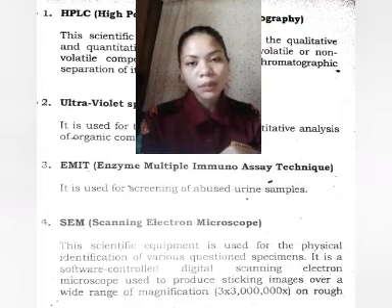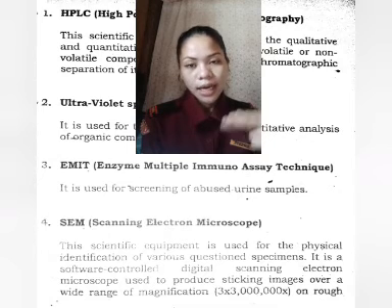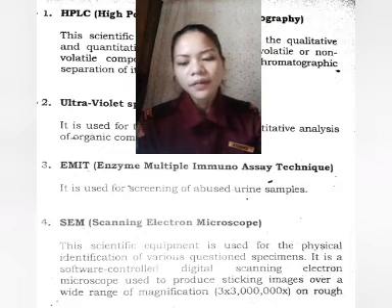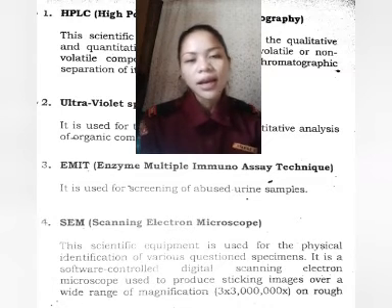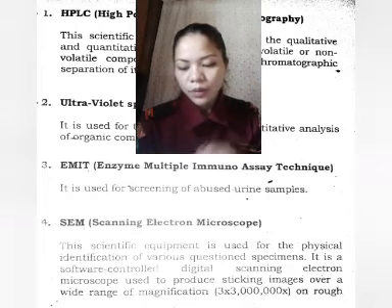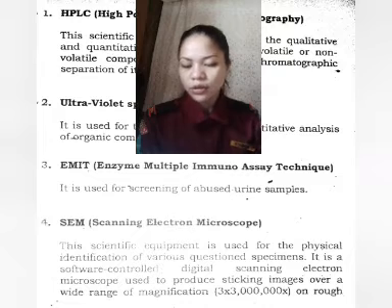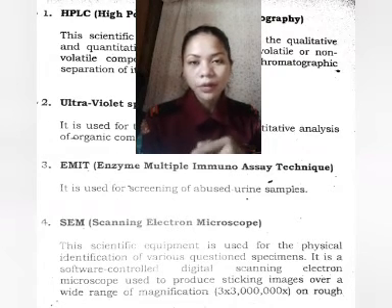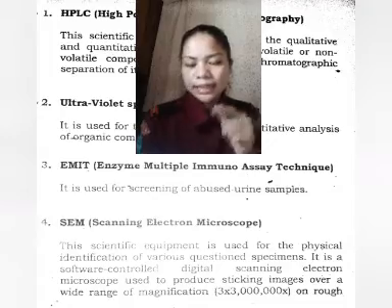So the SEM is one of the electron microscopes, the scanning electron microscope. This is the equipment used for the physical identification of various evidence specimens, for example hair, fibers, paint particles, drugs or metals, and etc. This is the equipment that will be used in physical determination of various evidence specimens: the scanning electron microscope.